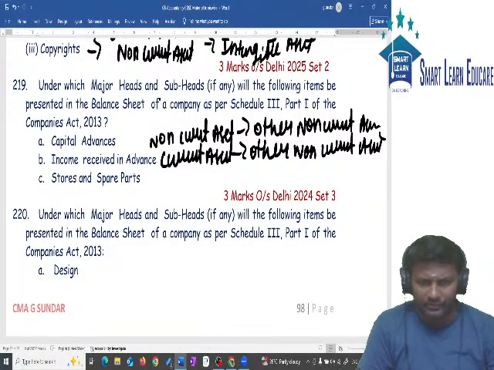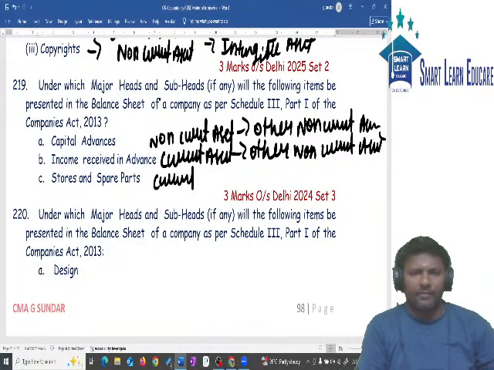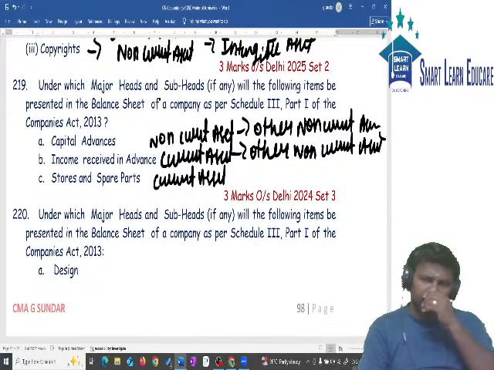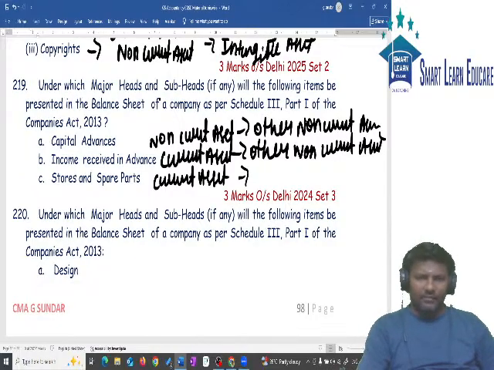Stores and spare part will come under current asset. In current asset, it will come under inventory. Inventory means stock.